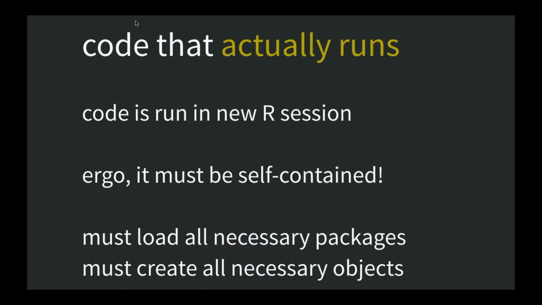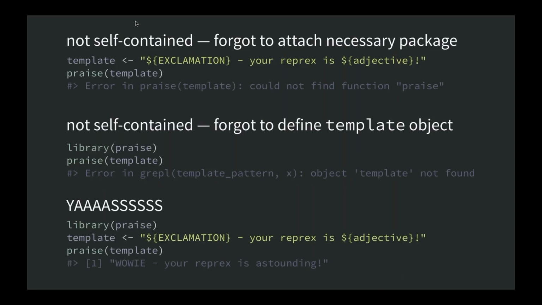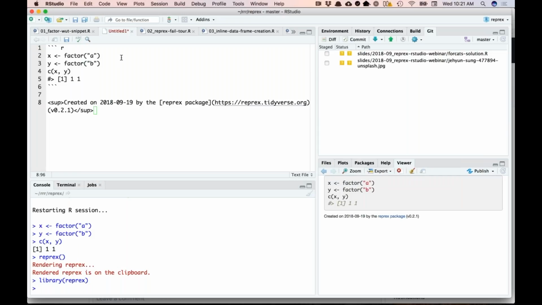So I want to be really detailed about what I mean when I say code that actually runs. You're going to isolate a little piece of R code and you hand it off to reprex. You've seen one demo, we're about to do a whole bunch more. That code is taken and it is run in a completely new R session. And that means it has to be completely self-contained. So it must include the command to load all necessary packages, and it must create all necessary objects. This can be very frustrating for people, but it's extremely important. So I'm going to go do this live to show exactly what I mean.